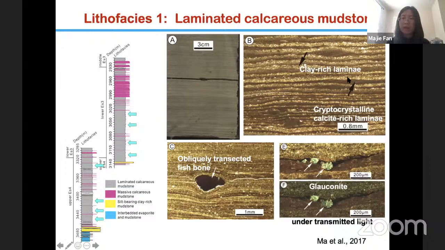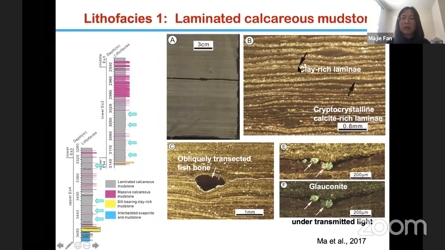Cryptocrystalline basically means the grain size of the calcite, of the carbonate, is so small that you have to use a very high magnification microscope to see it. In terms of carbonate diagenesis, this is a good target to study because this type of carbonate typically is not influenced by diagenesis.